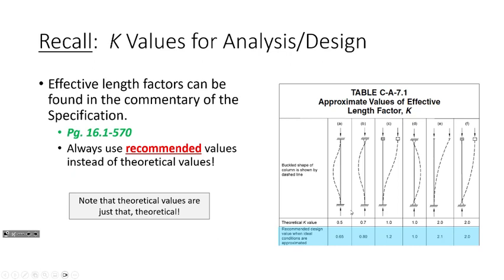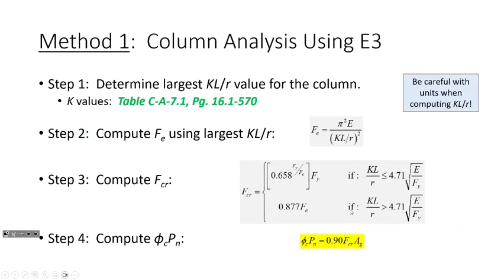Okay, so in order to analyze with table 4.1, you do still need the same K values that we utilized before. Remember to make sure that we're using the recommended values, not the theoretical ones. So that's the ones on the lower row. I do want to at least bring up the equations. We're not going to use them so much directly today, but I do just want to bring them up again.